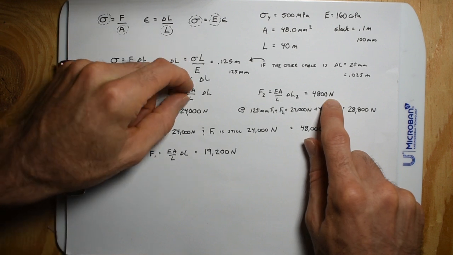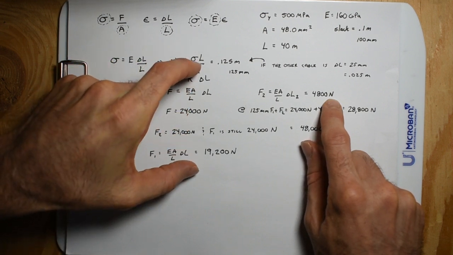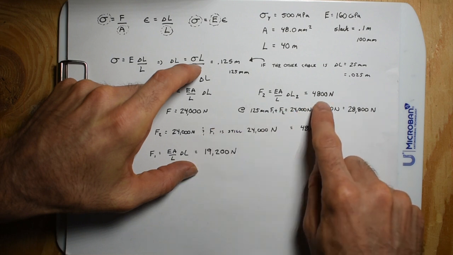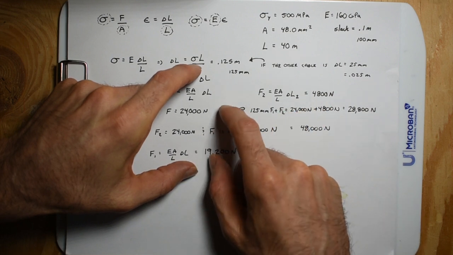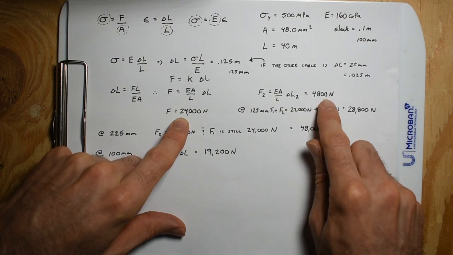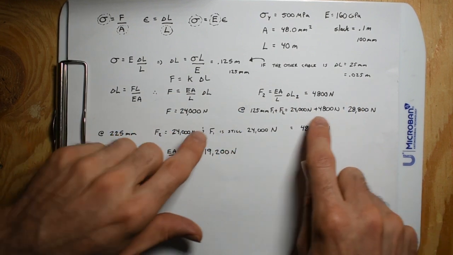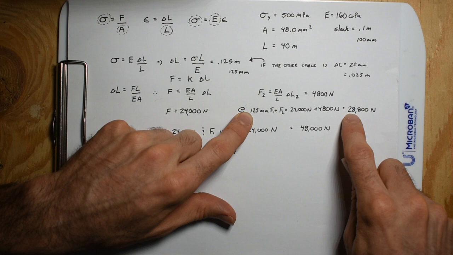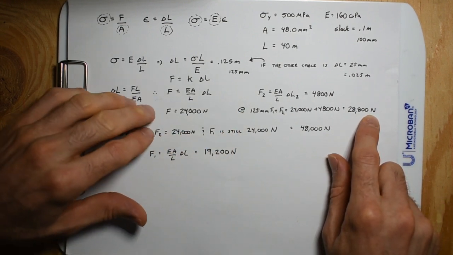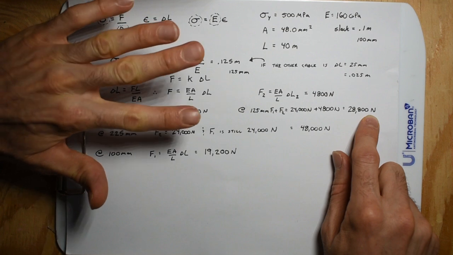So when this first cable is at its max at 125 millimeters of stretch, the other cable is also stretched, and this has a force of 24,000, this has a force of 4,800, so you add those together. So at the 125 millimeter mark, you have a total force of 28,800. Okay. And then this is just maxed out.